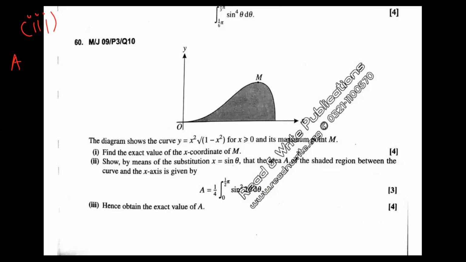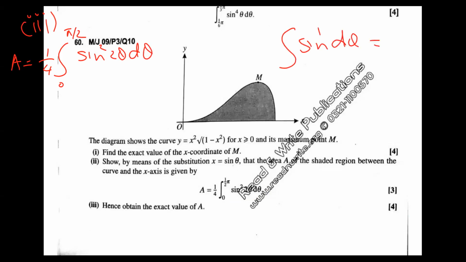So the area is actually equal to 1 over 4, integral from 0 to pi by 2, of sine square 2 theta. Again, another hard point is coming. In our syllabus, only sine to the power 1 can we integrate easily, or cos to the power 1. But power 2 we don't have directly. So we have to use some technique. And what technique is that? Recall formulas.